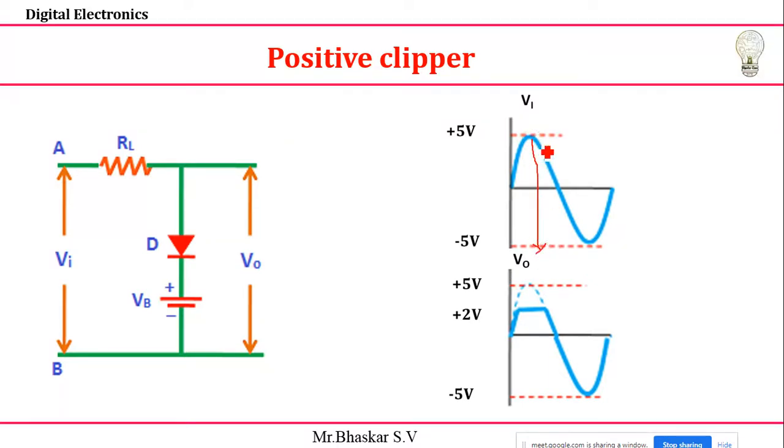It goes from the negative peak to the positive peak. A 10 volts peak to peak signal means 0 to 5 volts is the positive part and 0 to minus 5 volts is the negative part. Now what is my intention? I want to get only 2 volts. Whatever signal is coming above 2 volts, I want to remove. I need to get only the part less than 2 volts, so only that signal needs to be conducted. That is our main intention right now.